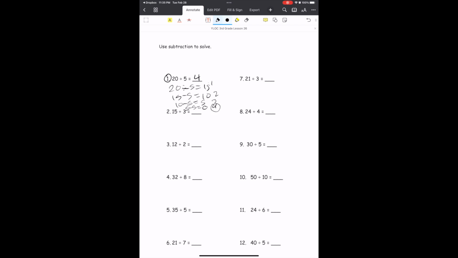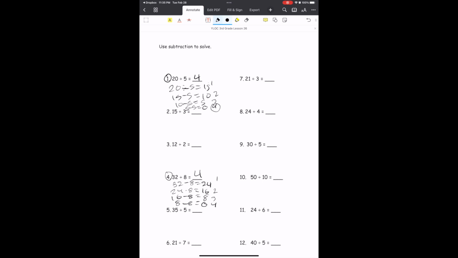And then we could do number 4, 32 divided by 8. Well, 32 minus 8 is equal to 24, 24 minus 8 is equal to 16. 16 minus 8 is equal to 8. And then 8 minus 8 is equal to 0. So you got 1, 2, 3, 4. So that means 32 divided by 8 is equal to 4.